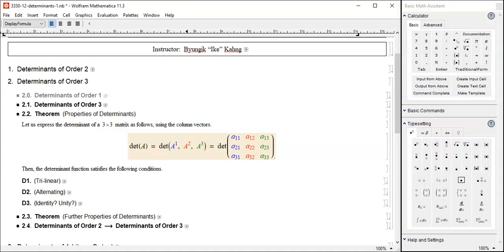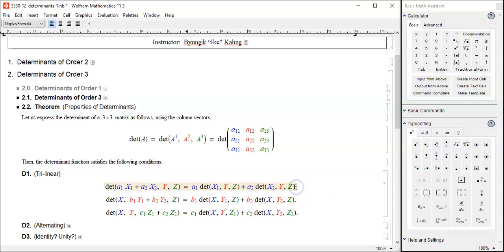We can define the determinant function as a function of 3 variables. First vector variable, blue. Second vector variable, red. Third vector variable, green. So we have 3 column vectors. Those are the 3 variables here. And property 1 is trilinear. That is, it's linear with respect to the first column, also linear with respect to the second column, and finally, linear with respect to the third column. There are 3, so it's trilinear.